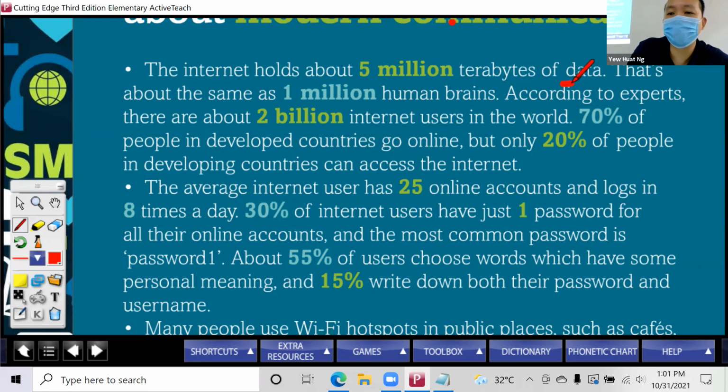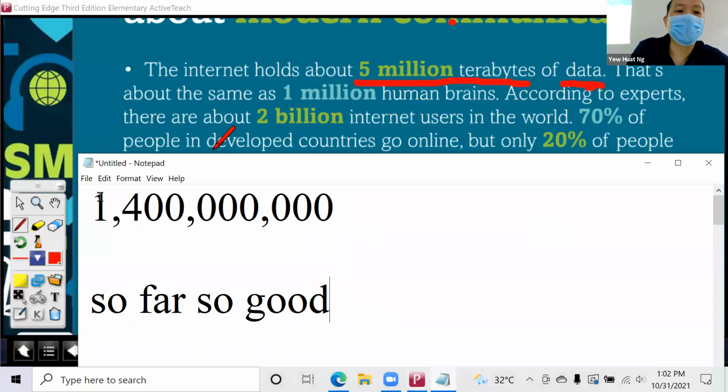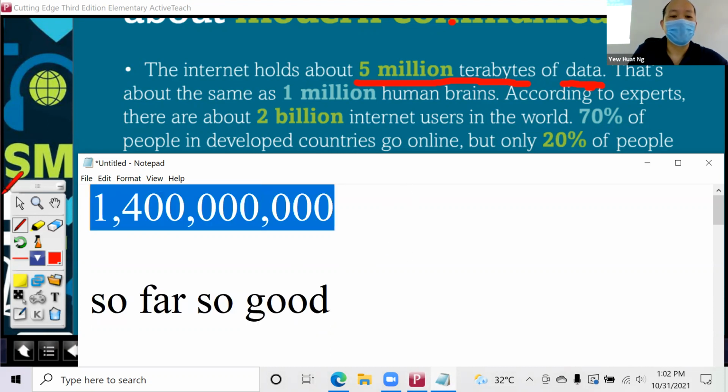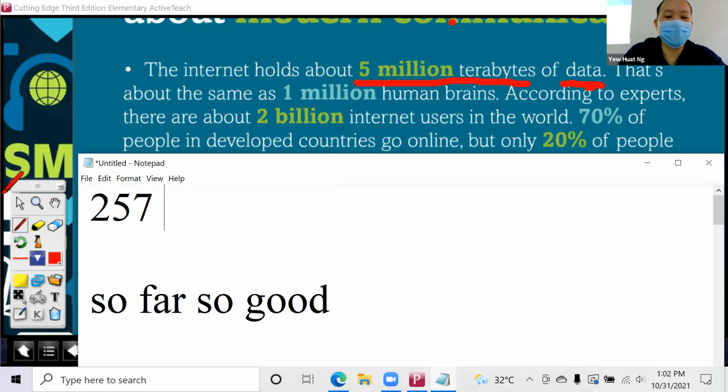What is this word? Can you read this word for me again? Data. Okay. Data. All right. 5 million terabytes of data. How much? Okay. So your phone. How many GB is your phone? 128? 256? Okay. All right. 256 GB.